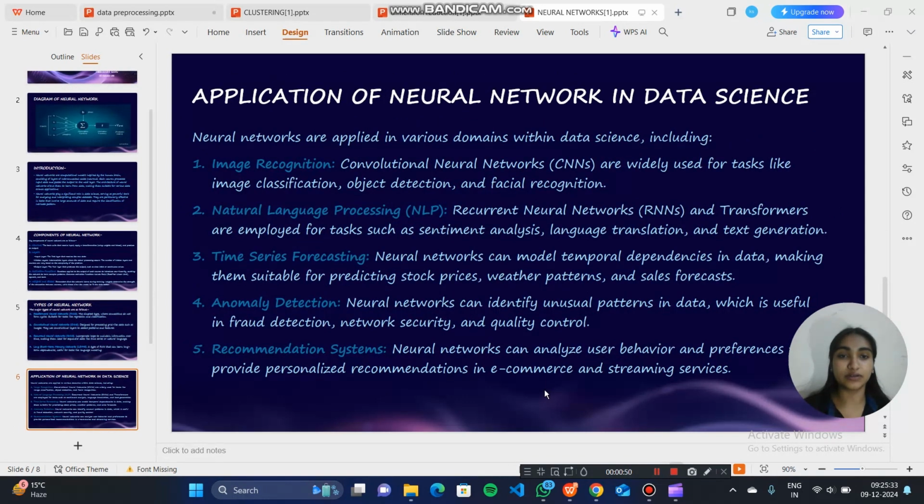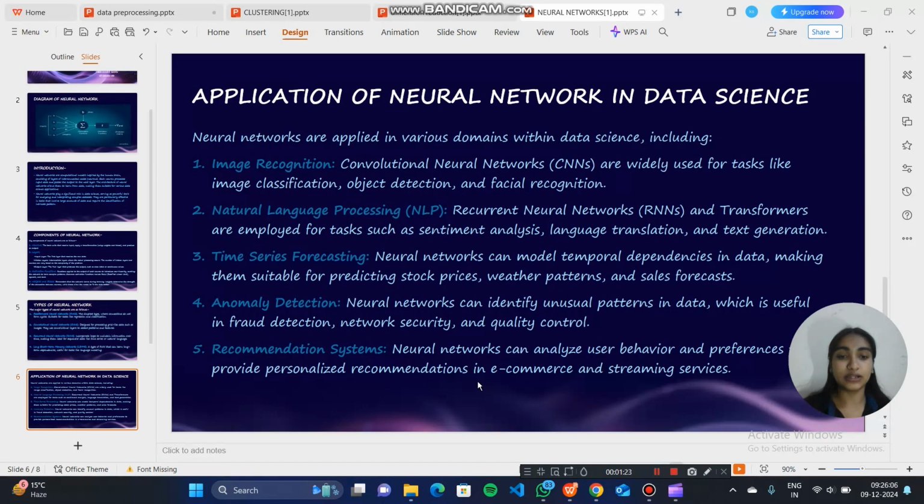Application of neural network. Neural networks are applied in various domains within data science, including first, image recognition. Convolutional neural networks are widely used for tasks like image classification, object detection, and facial recognition. Second, natural language processing. Recurrent neural networks and transformers are employed for tasks such as sentiment analysis, language translation, and text generation.